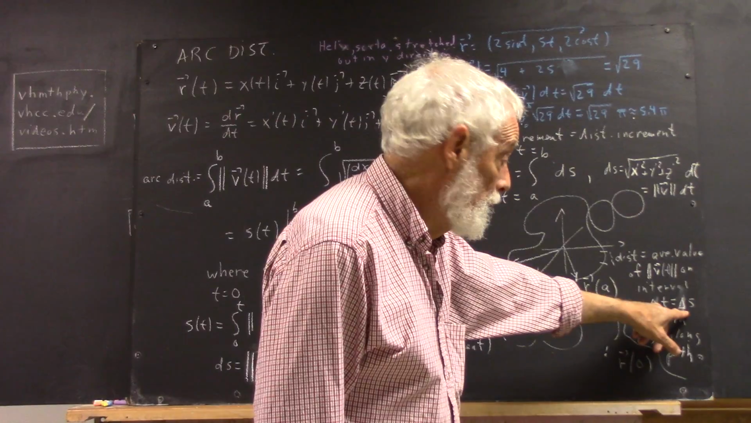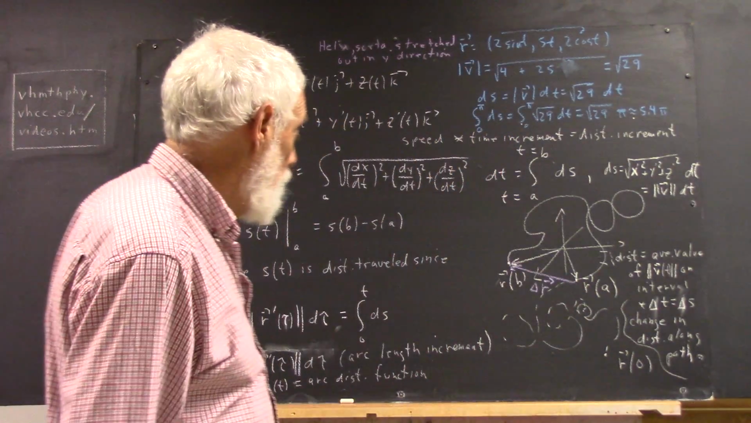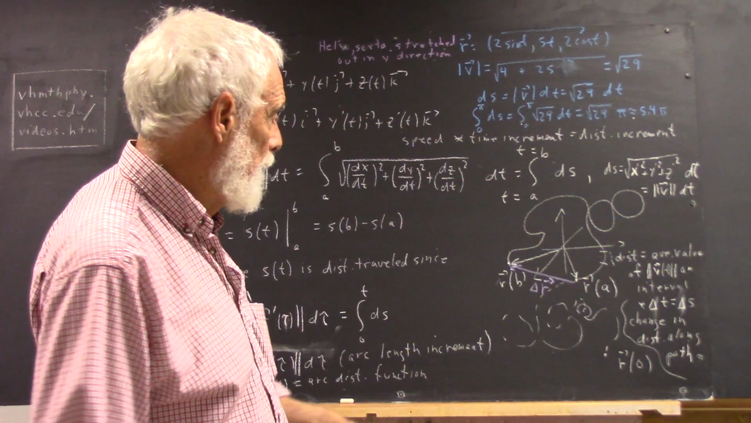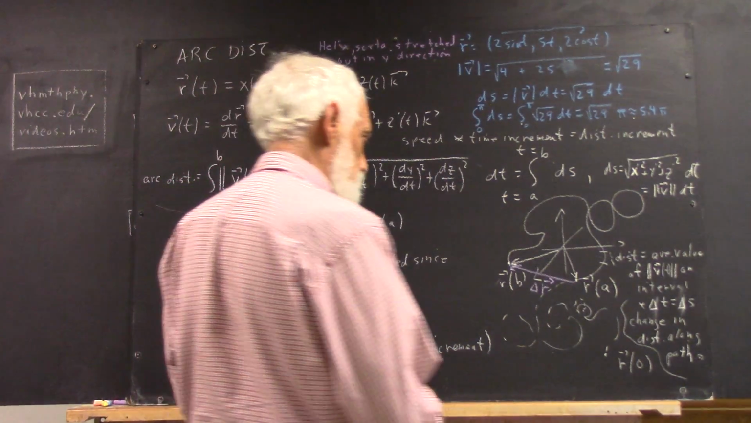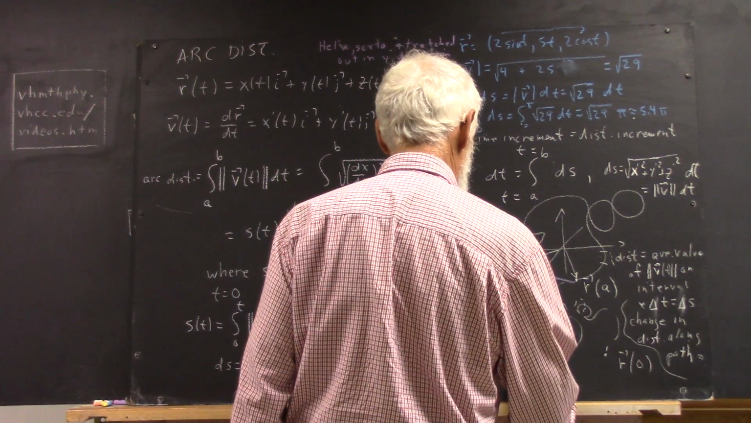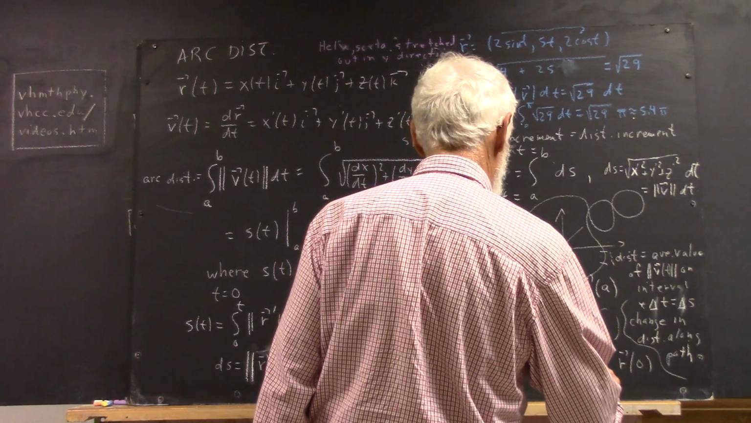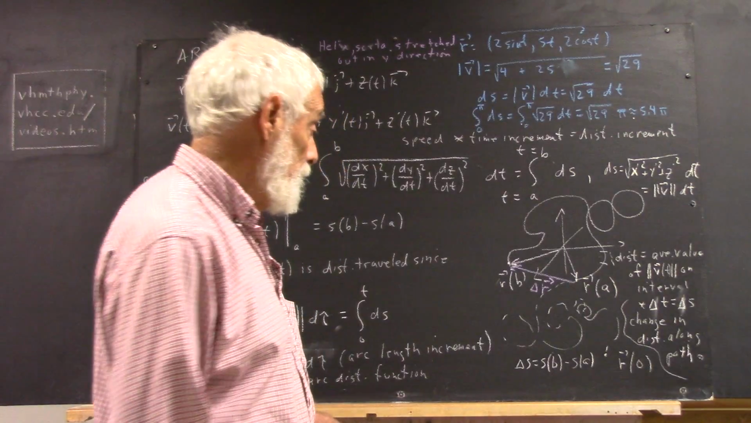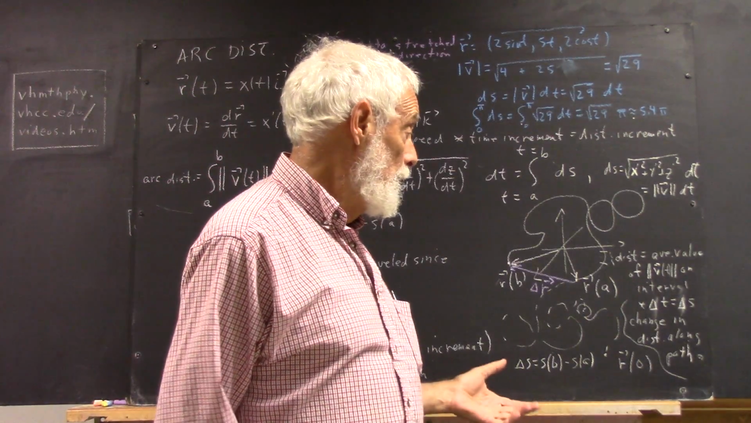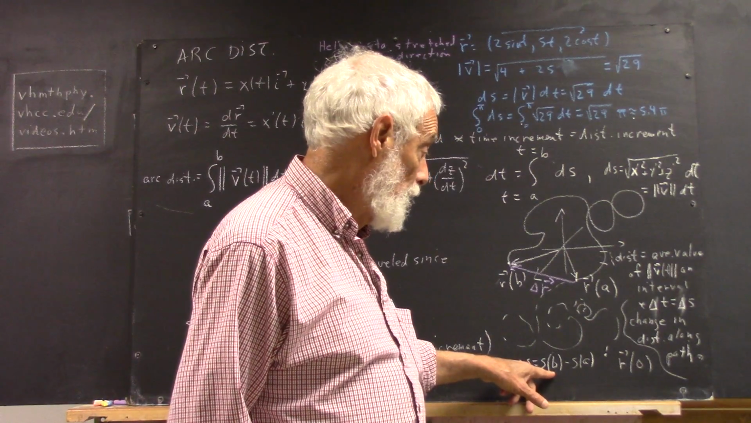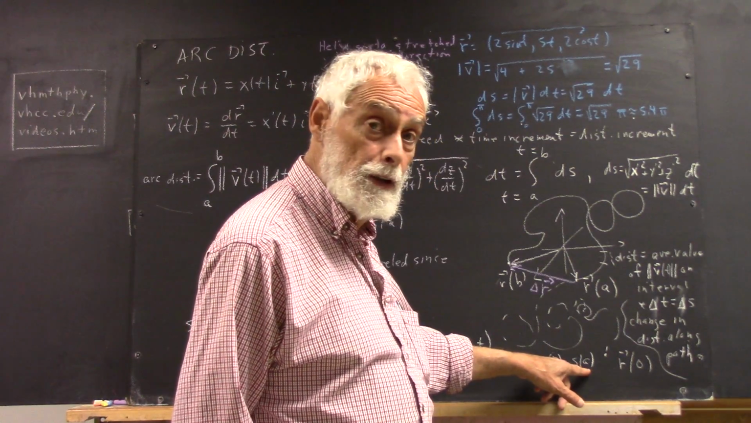That's our delta s. Our s of b minus s of a. Write that down, delta s equals s of b minus s of a. And that means how far did we travel along the path from t equals 0 to t equals b minus how far we traveled from t equals 0 to t equals a.